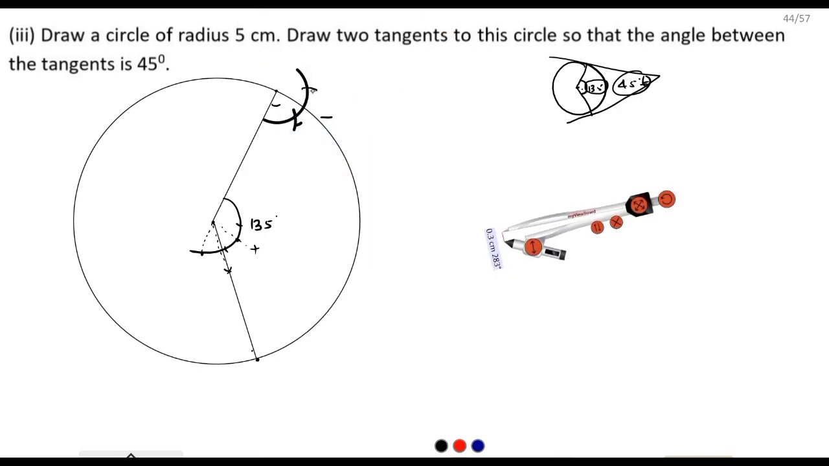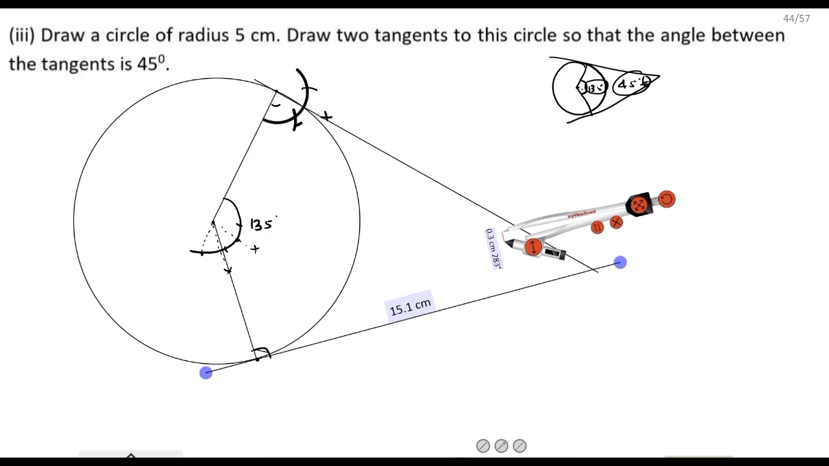First arc from this, second from this, and make one tangent. Similarly, make 90-degree angle at this point and draw second tangent. These will be the required tangents whose angle between these tangents will be 45-degree. Right, steps of construction.